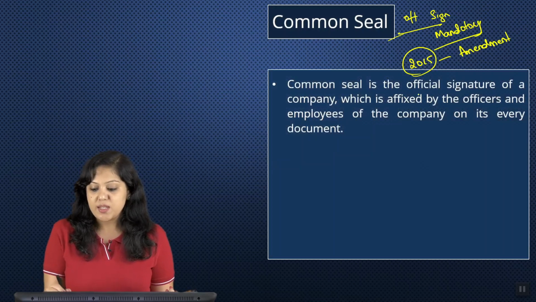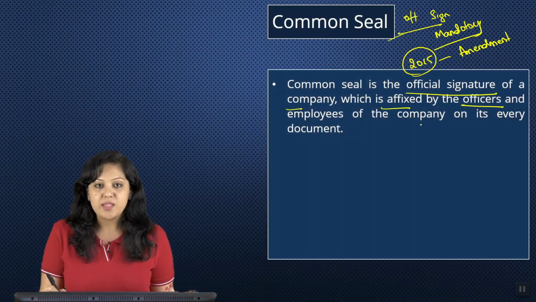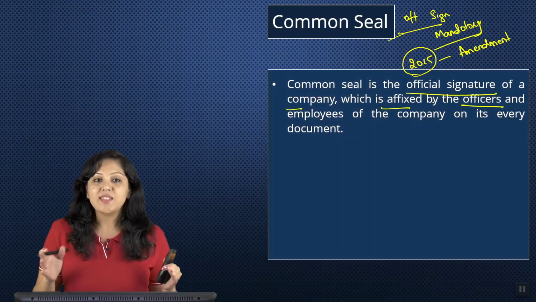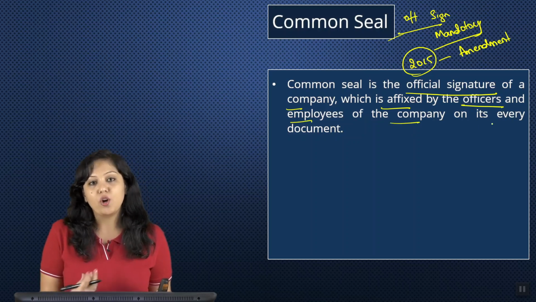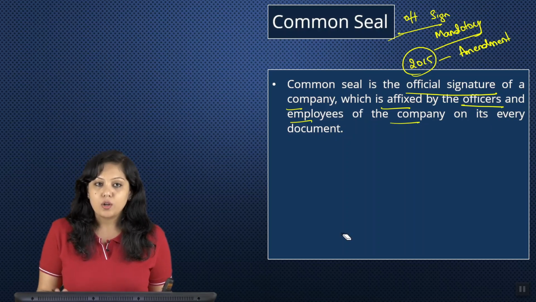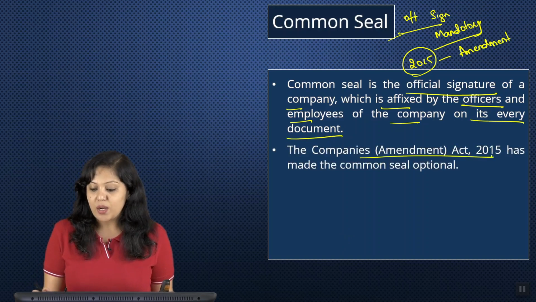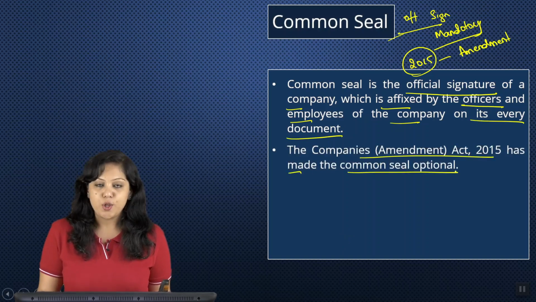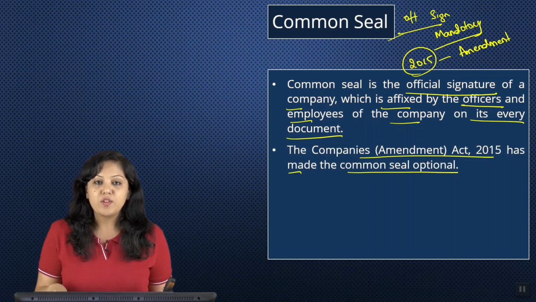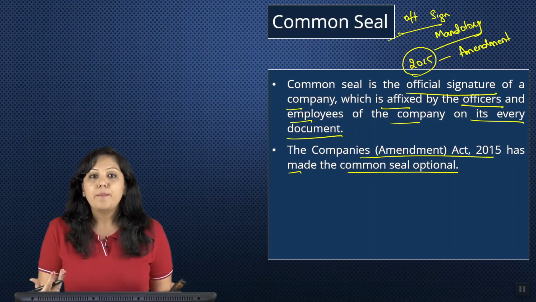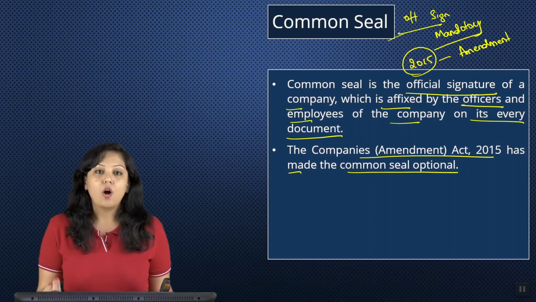So first of all, the common seal is the official signature of a company, which is affixed by the officers, that is a company secretary or any director who will have the safe custody of the common seal, and the authorized employees of the company. Not every employee will get access to the common seal on every document. Next, the Companies Amendment Act 2015 has made the common seal optional. After the amendment, any company which is incorporated, or previous companies, may decide whether to continue having a common seal or whether to adopt a common seal or not.